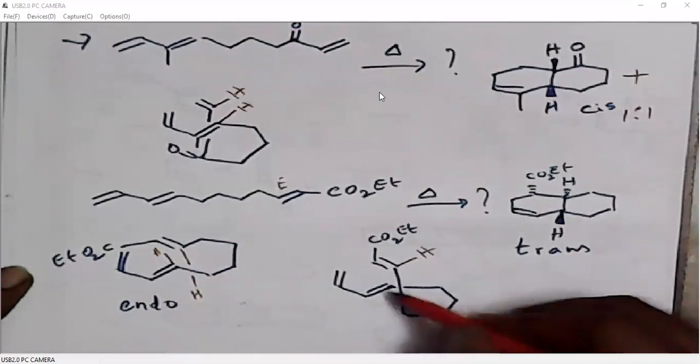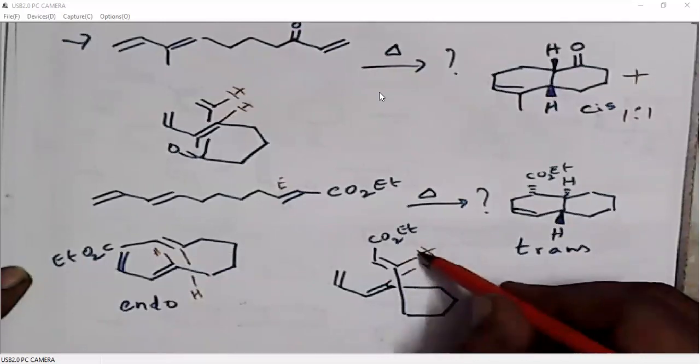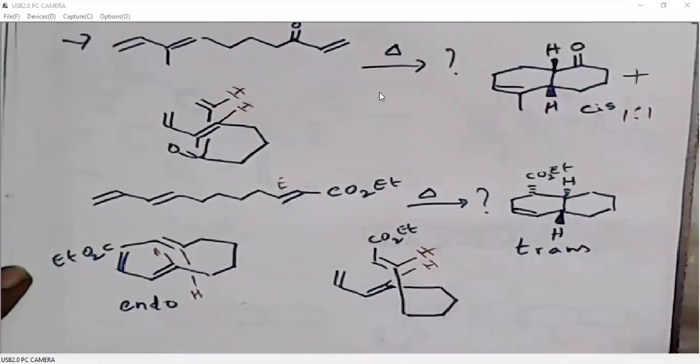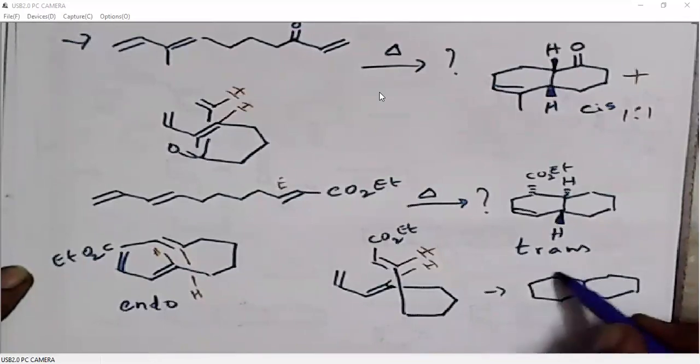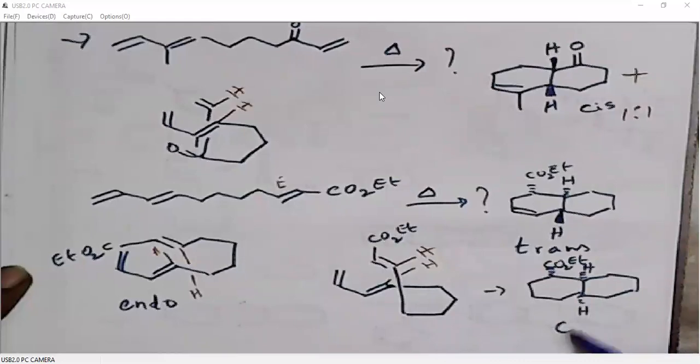Hydrogen is like this, and this hydrogen is also like this. That means these 2 hydrogens are in the same plane, as well as the ester group is also in the same direction. Because these 2 hydrogens and the ester are all on the same side, we will write a product with cis configuration. We can write it with either all below the plane or all above the plane. So this is cis.